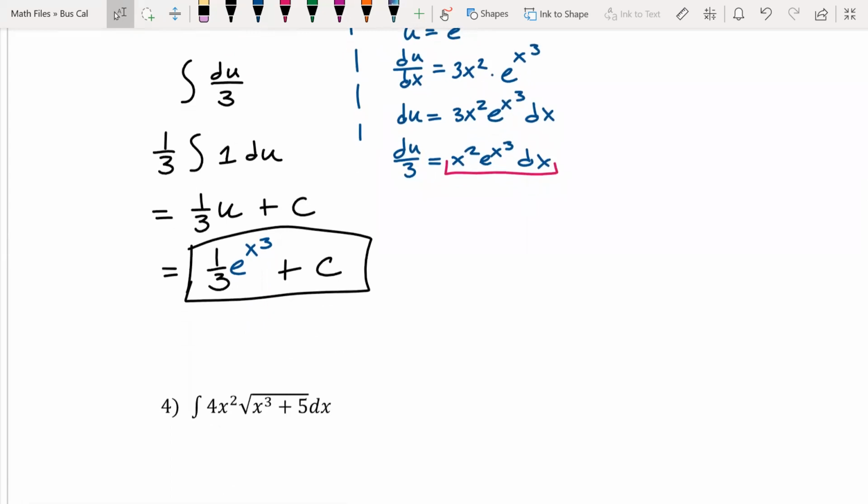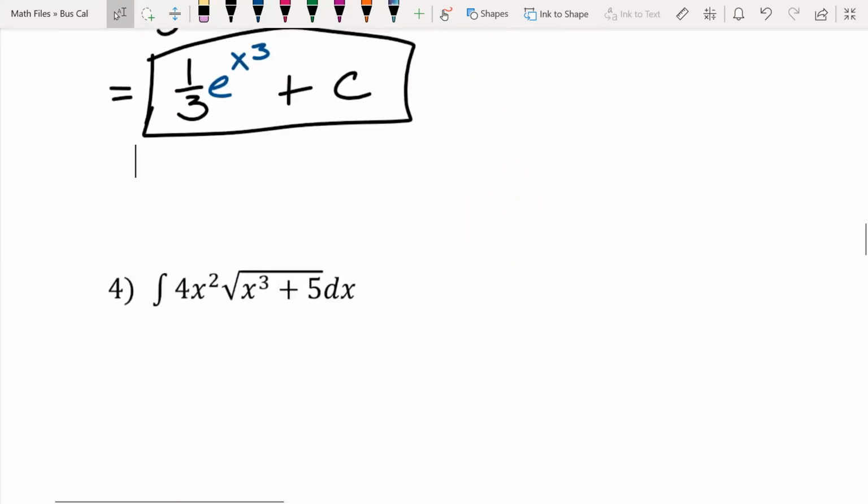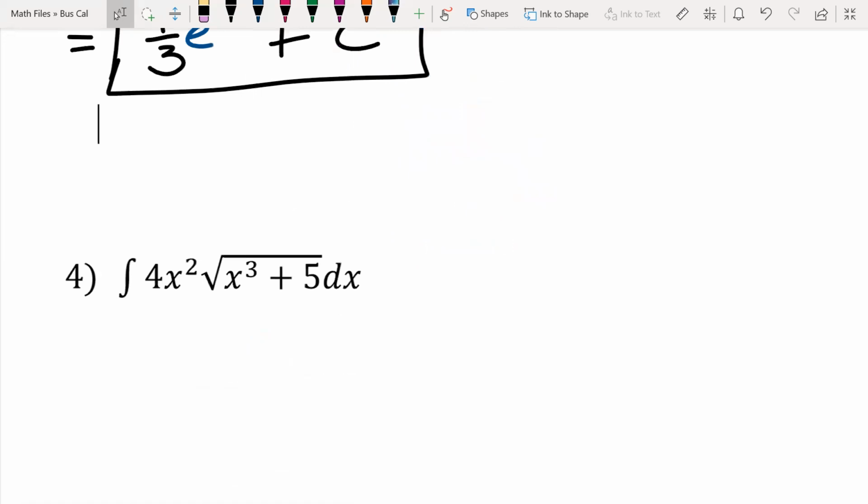Let's do another. Number 4: the integral of 4x squared times the square root of x cubed plus 5. Well, of course, this is the most complicated looking part. So for our sub, I'll have u equals x cubed plus 5.